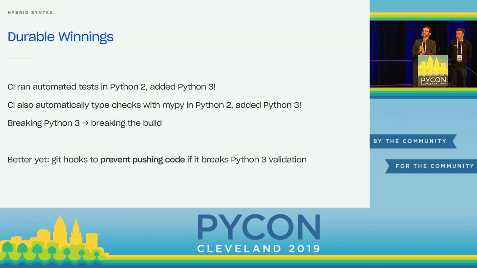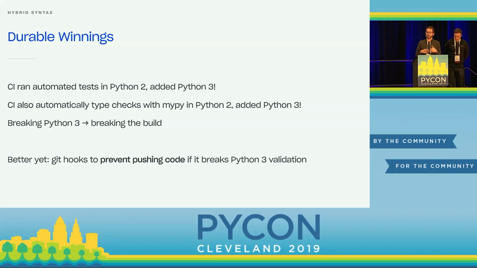So now that we can actually write code that works in Python 2 and 3, how do we make this a lasting improvement and make sure that code works and we avoid a bunch of regressions? What we did is we made sure that our tests always run in Python 2 and in Python 3. And we made sure that we type checked on Python 2 and 3 all the time. And basically, if you break Python 3, you break the build entirely. That's not acceptable.